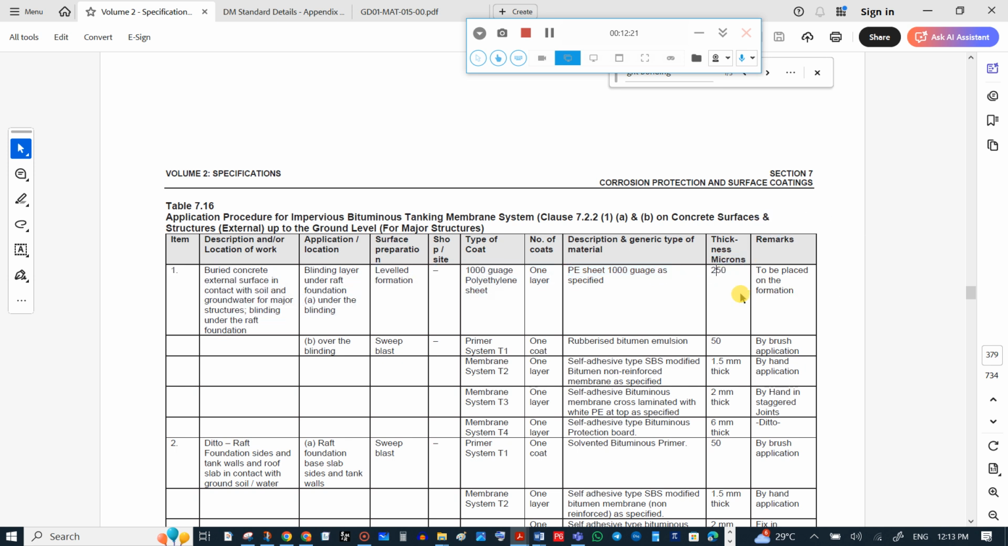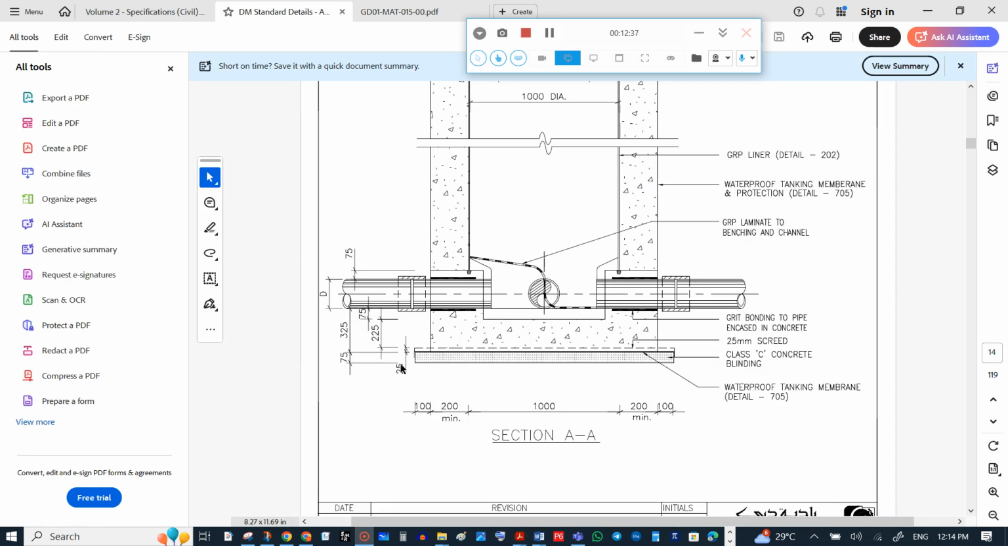It is for protecting actually the blinding concrete. It is provided under the blinding. So after providing this 1000 gauge polythene sheet, we'll go for blinding. This blinding is a class C concrete blinding. So what is class C blinding and what is the thickness? Thickness is 75 mm. It is mentioned here.